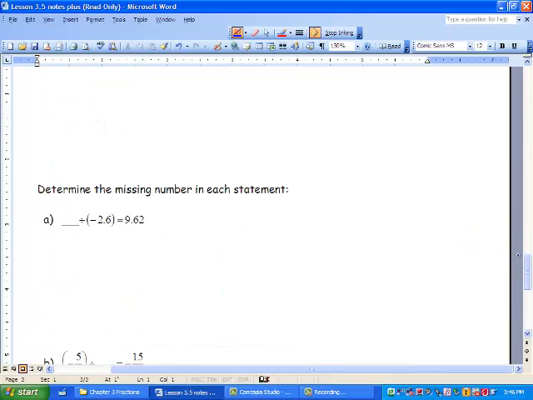And let's try this one. It says, determine the missing number in each statement. Well, what do you think we can do to find out what this x is? Well, something divided by negative 2.6 was 9.62. Well, is the answer going to be positive or negative? Well, it has to be a negative, because negative times a negative equals a positive.